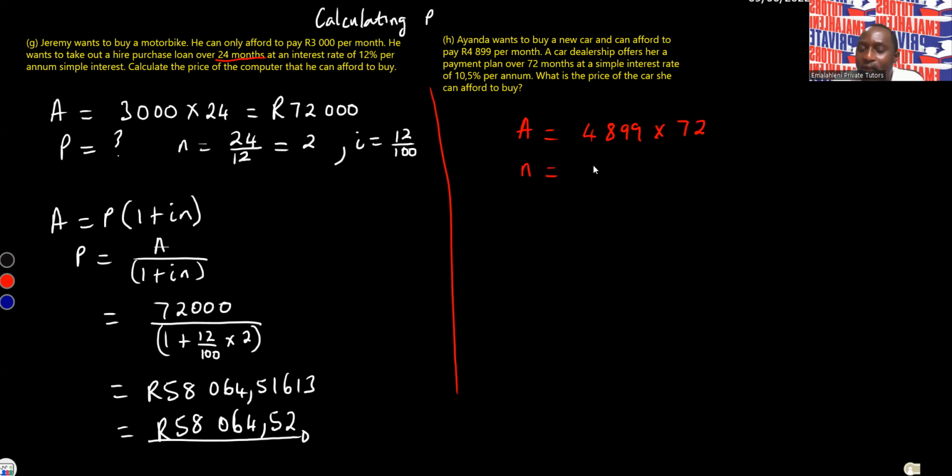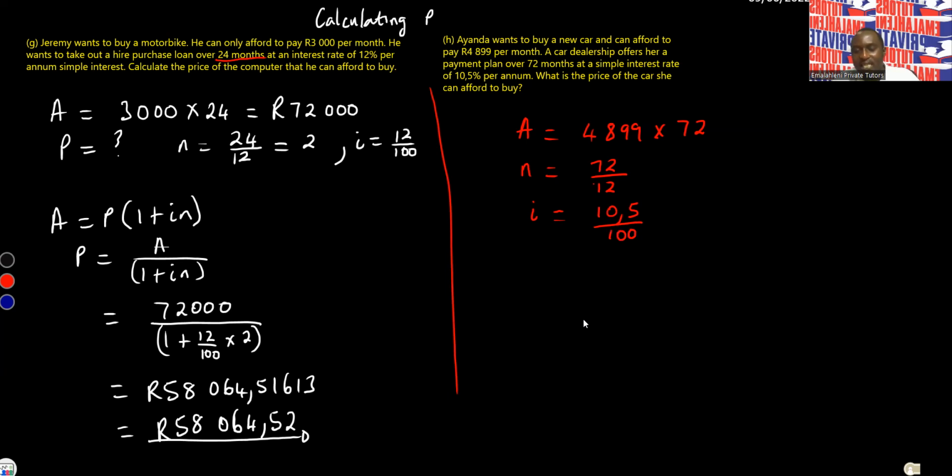Then here, what is our N? How do we get our N? We say 72 months divided by 12 months per year. So we are looking for years. Remember, your N must always be in years. Then our I, we are given, is 10.5 over 100.